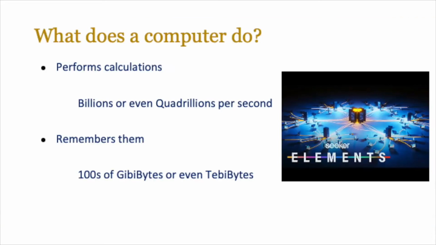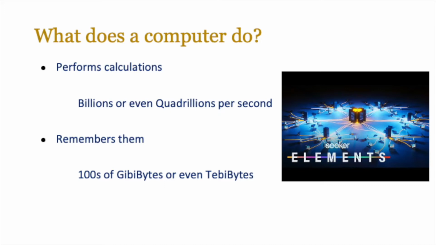So let's start by looking at what a computer is and what it actually does. At the very base level, a computer performs calculations. To compute basically means to calculate. Nowadays, computers can often perform billions or even quadrillions of calculations per second, which is so much more compared to the ENIAC and the Colossus, the first few machines that were out there.